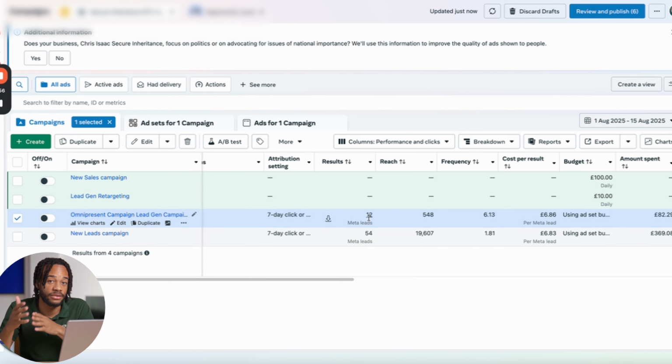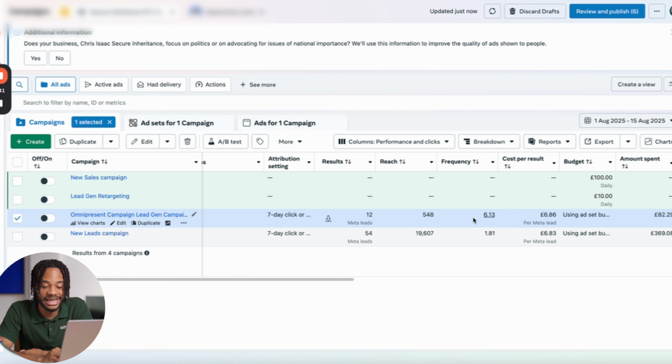but the main purpose of this wasn't to generate more leads. The main purpose was so that people who were already leads would continue to see this person over and over again. So when they came onto sales calls with their potential clients, it made it a lot easier to close them. And as you can see here, the frequency is 6. That means on average, these 548 people would have seen that person 6 times.